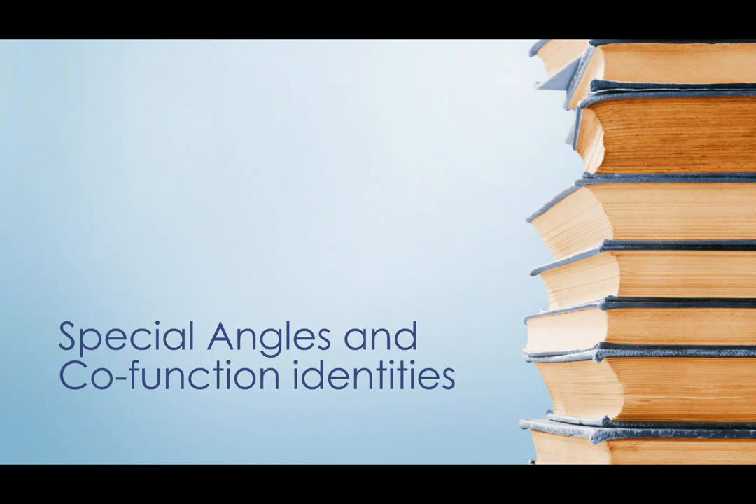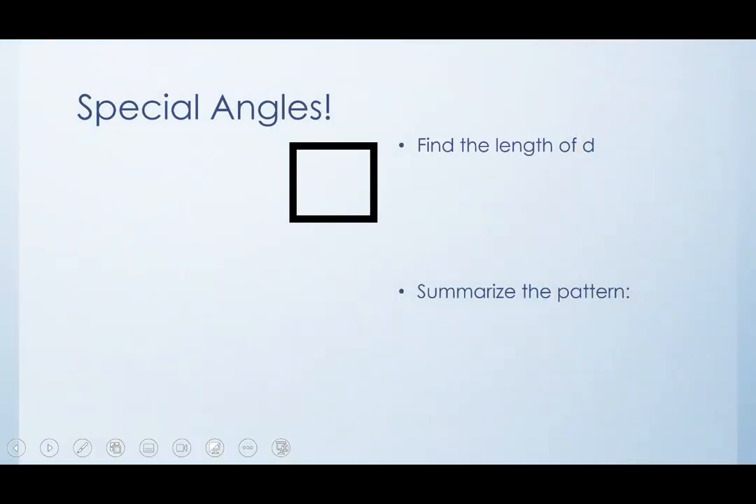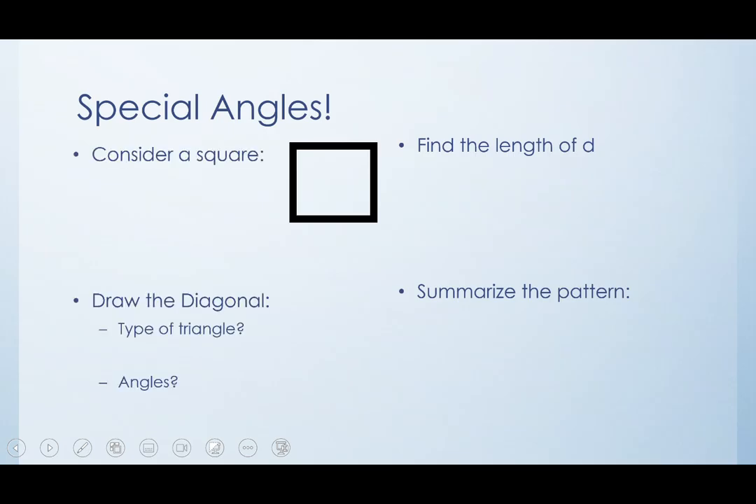All right, so we're going to talk now about special angles, and in the next video about cofunction identities. But we're going to start off with thinking about our three special angles, right? So if we consider just a regular square, there we go. There's a square. And we don't know what the sides are, so we just call them x.